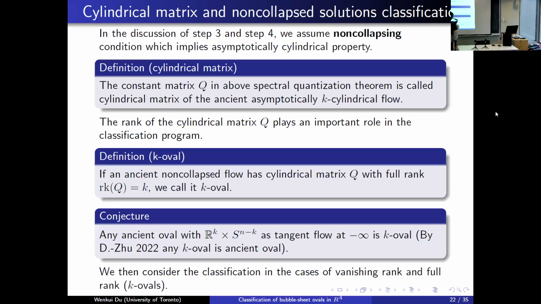So we can first ask the question: can we classify K-ovals, and are all the ancient ovals K-ovals? Here's the question: any ancient oval with this R^k factor cylinder as tangent flow at negative infinity, is it a K-oval? In the R^4 case, if this is true, it's basically equivalent to the classification of the rank 1 case. So let me discuss the R^4 case, and the rank 2 case.